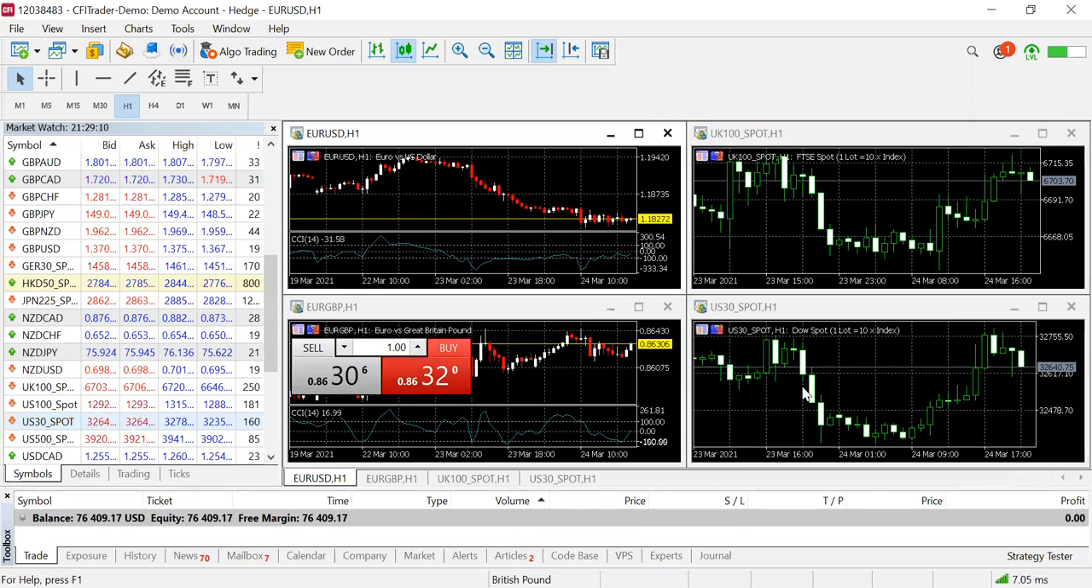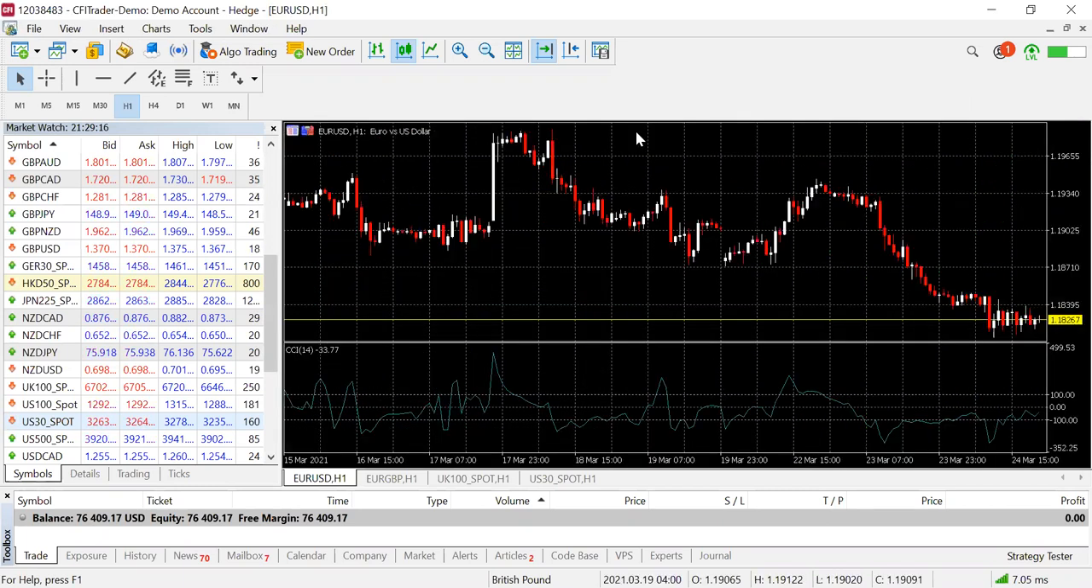So yeah, and then with the charts, you have a few options. Okay, so let's just stick with the euro dollar for one second. As you can see here, let's say for example you are looking to do some technical analysis on your chart. All you have to do is right click.